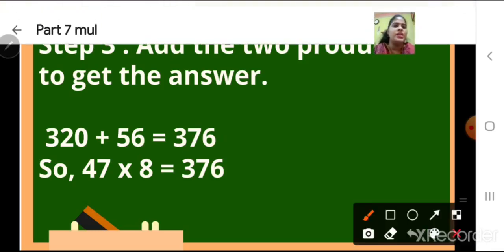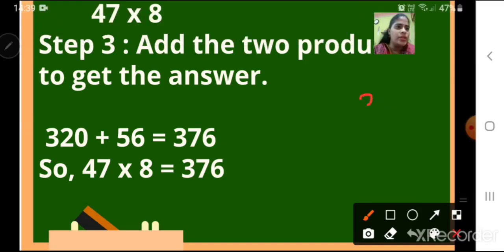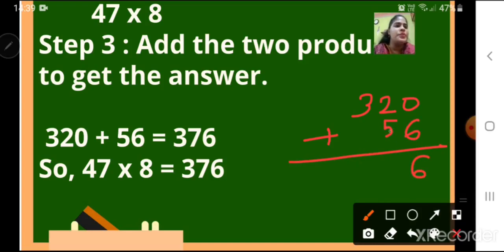376. Correct. So if you want, you can just do here 320 plus 56. Okay. So we have here 6. 2 plus 5 is 7 and number 3. Correct. So my answer is 376. Okay. So this is my actual answer, my final answer. That is, 47 into 8 is 376.